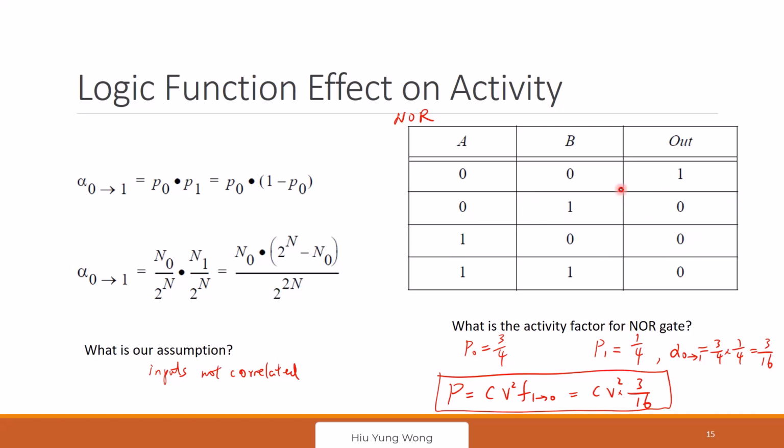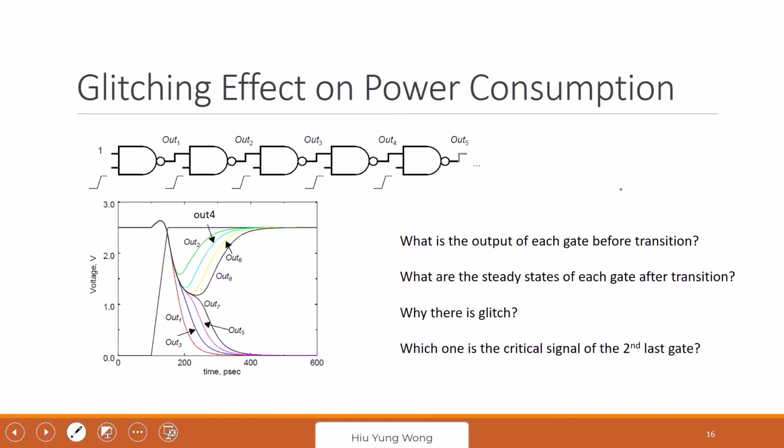So this is the first thing. It depends on the logic gate type. Any questions? If no, then the problem of this type of multiple input logic gate is that it can consume extra power due to the glitch. Okay, so let's look at this.